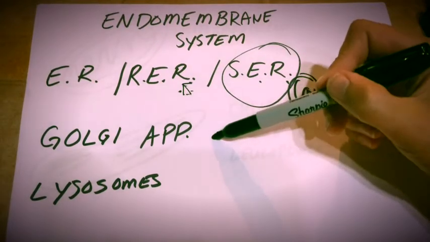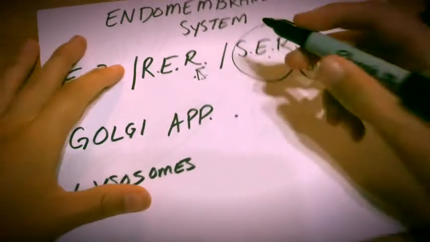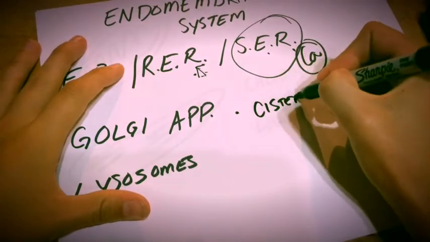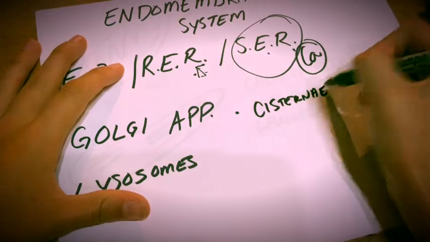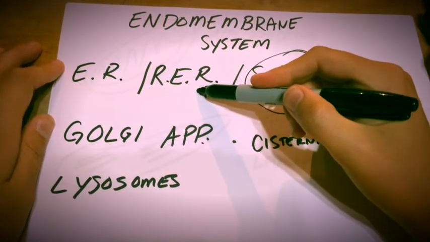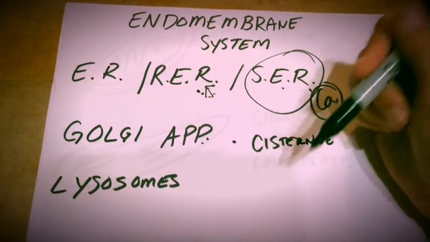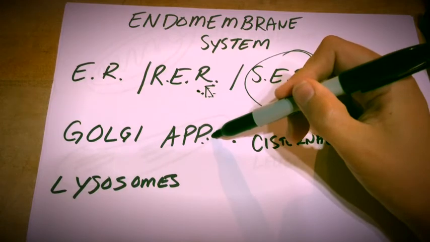Our Golgi apparatus consists of a lot of sacs we call cisternae. It modifies products produced by the endoplasmic reticulum, manufactures other macromolecules, and sorts and packages materials. We call this the post office of the cell.